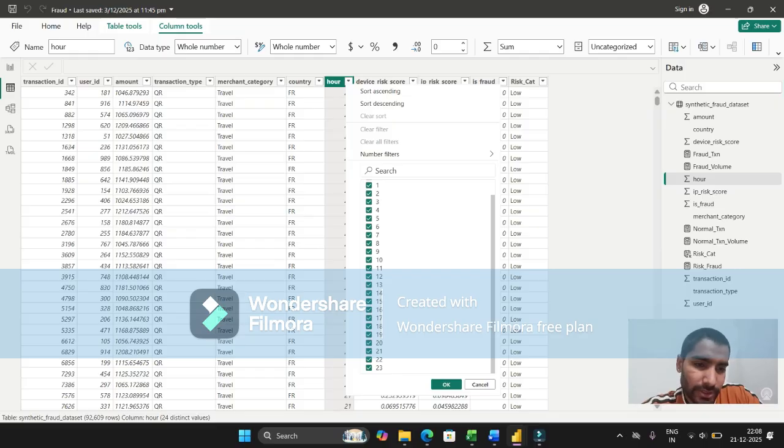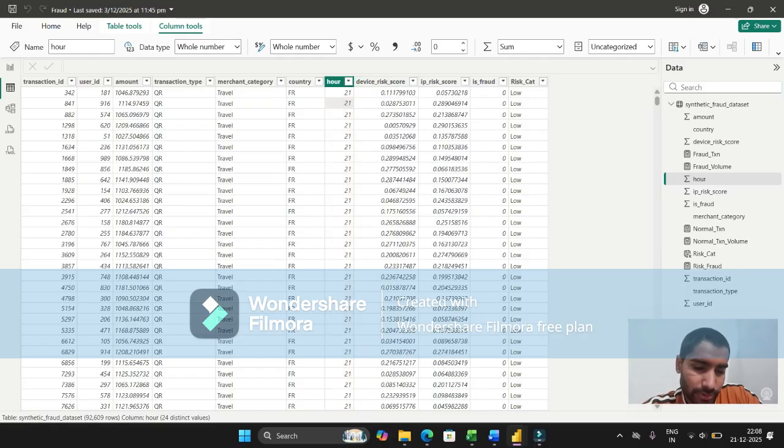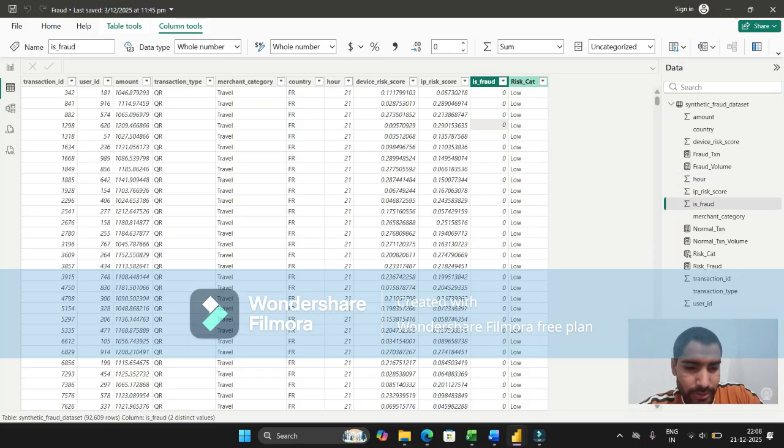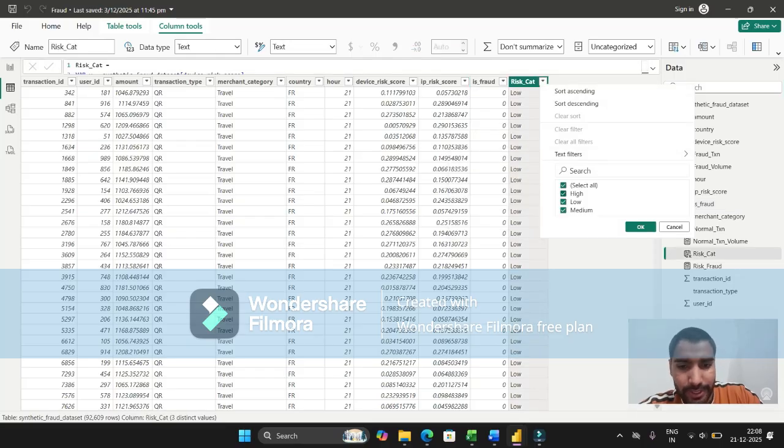So this was already transformed data. The ETL process already happened on this data. This is the risk score percentage. On the basis of the risk score, I have calculated fraud or not fraud. If both the device risk score and the IP risk score are above 70 or 85, then I have created the is fraud mark, 0 or 1. And this is a risk category I have defined here: high, low, and medium.